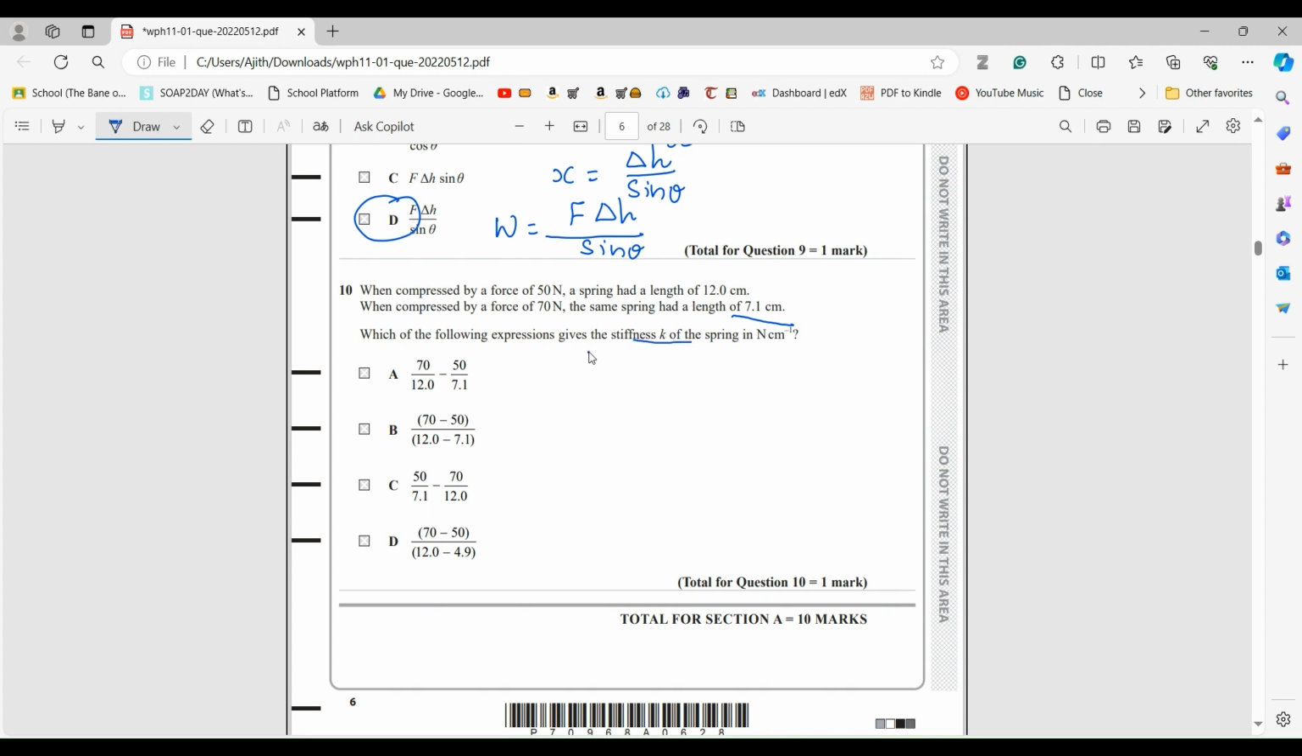So let's use Hooke's law formula. Hooke's law formula is F equals k times delta x. Now we have two forces involved. So this gives us delta F equals k times delta x, or k is delta F over delta x. So what's delta F over here? It's the difference in the forces over the difference in their respective compressions.